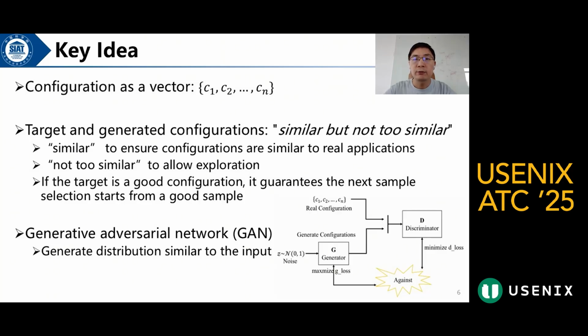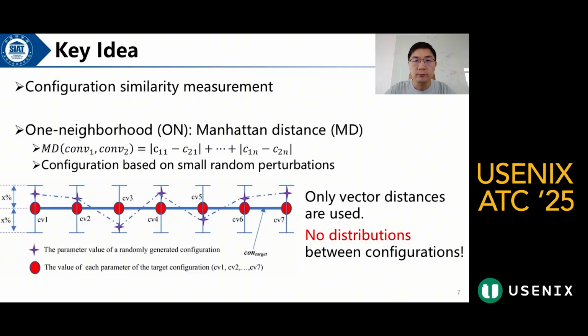We use the generative adversarial network, GAN, for configuration generation, because the GAN is well known to generate data that have a distribution similar to the input data. We measure the configuration similarity to evaluate the generation quality.